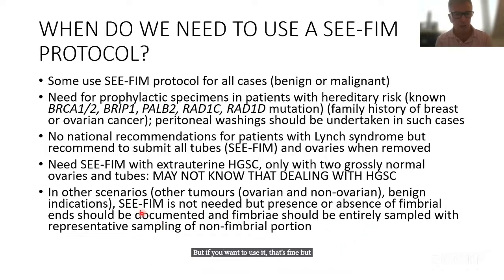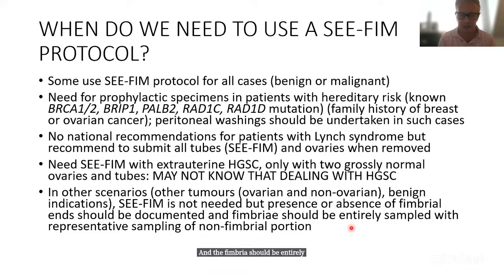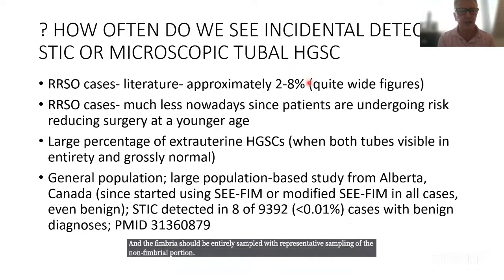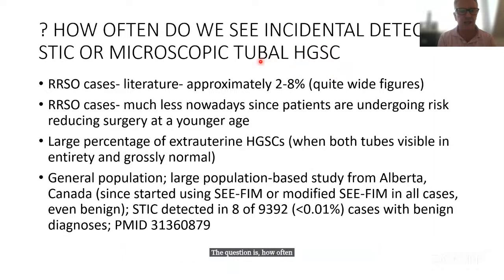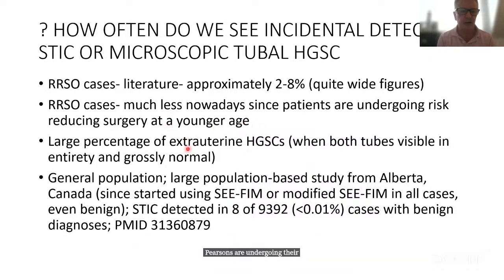But when you're dealing with fallopian tubes, you should always document the presence or absence of the fimbrial end, and the fimbria should be entirely sampled with representative sampling of the non-fimbrial portion. The question is, how often do we see these incidental STICs? In risk-reducing specimens, the literature will say about 2 to 8%, but actually nowadays it's much less, because patients are undergoing their risk-reducing surgery at a younger age.